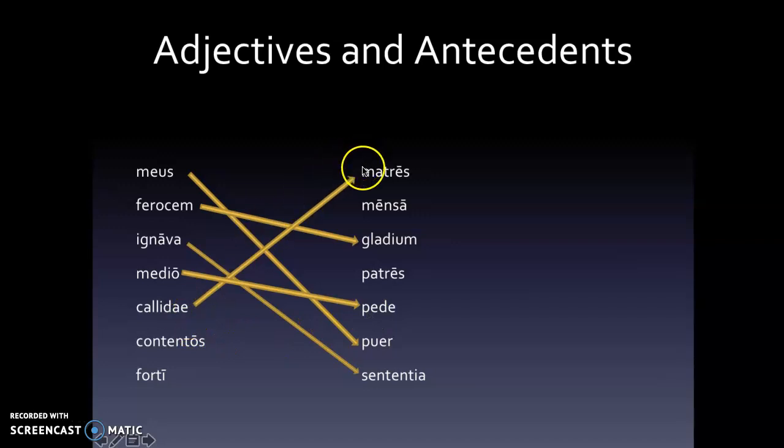Calidae matres, again, nominative, feminine, plural. Calidae is first declension, matres is third declension. That's why they look different, but they are the same case, number, and gender. Contentos patres, accusative, plural, masculine. Second declension, third declension. And then forti mensa. Both of these are ablative, singular, feminine, but mensa is first declension, forti is third. That's why they look different.